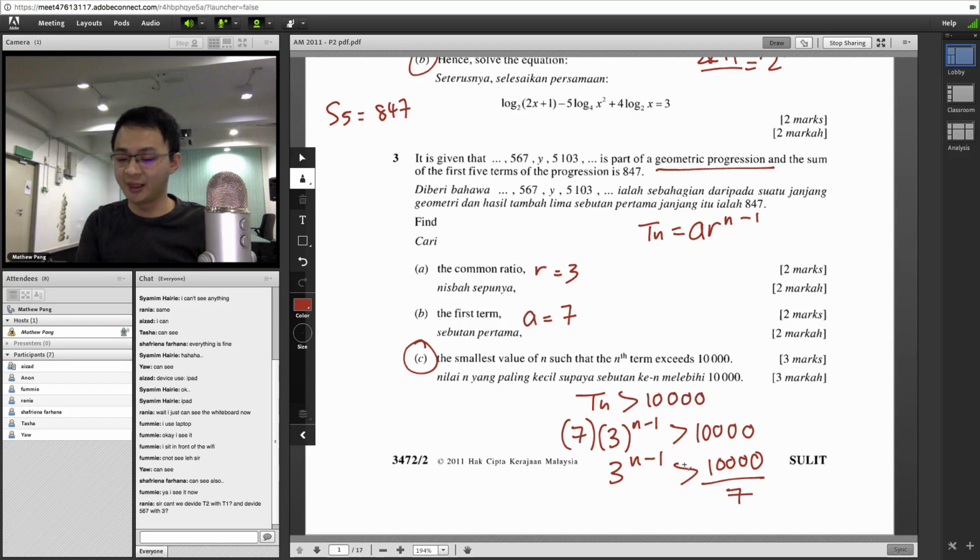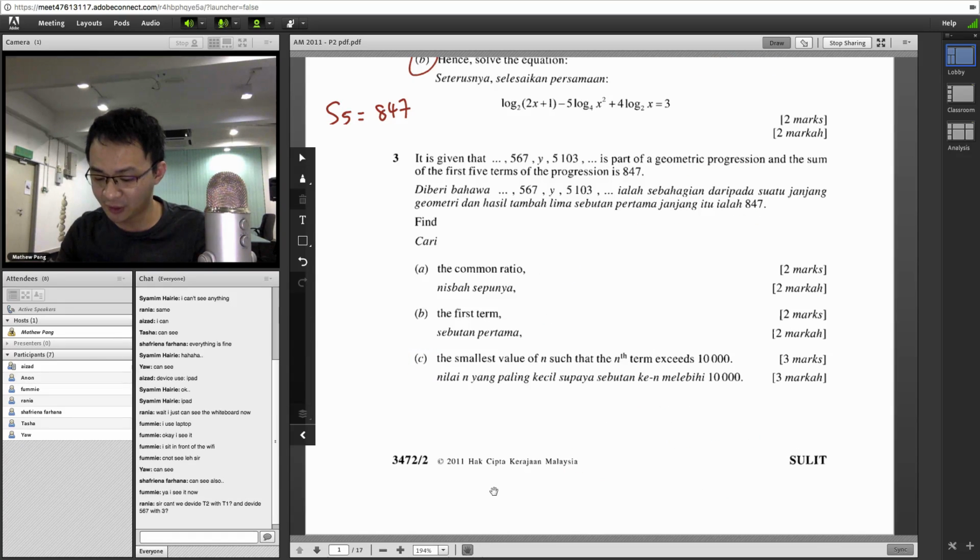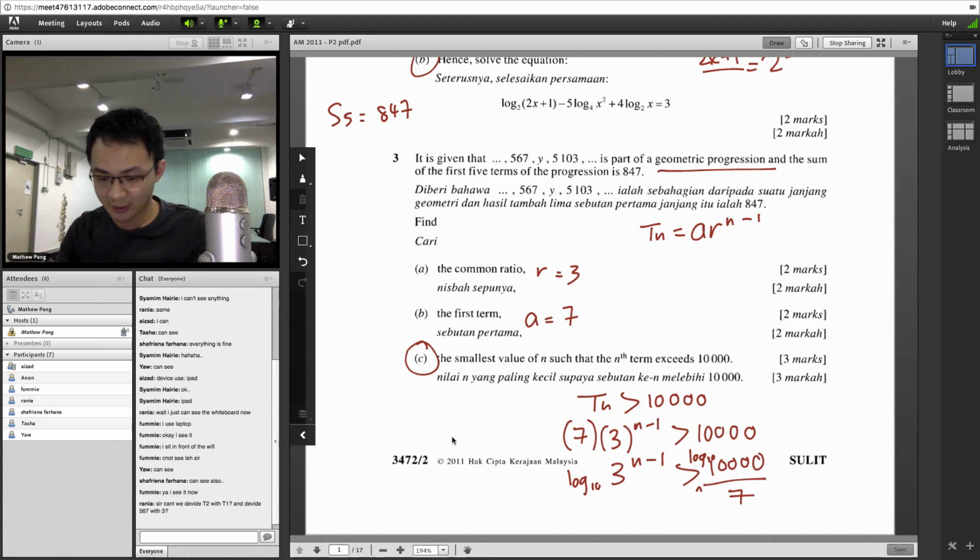And then to solve the power in Add Math, you have to use the log. So you take log 10 on both sides. You add the log 10 over here also, and then you just solve this one. Then we will need to solve this one.